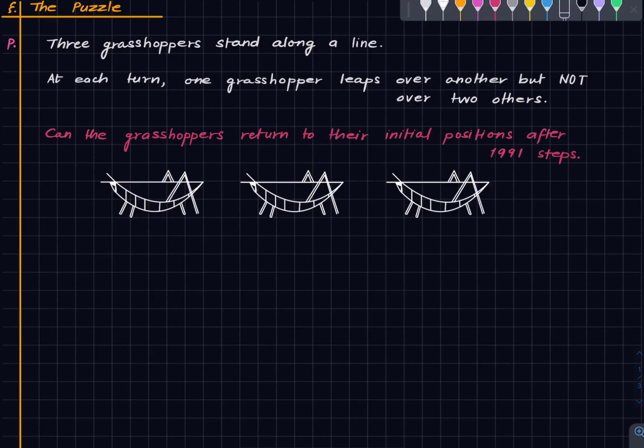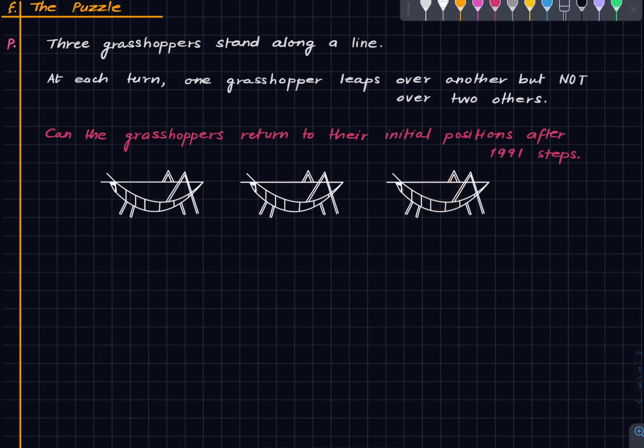Here is the problem. Three grasshoppers stand along a line, as shown. At each turn, one grasshopper leaps over another, but not over two others. Okay? So, for instance, suppose this grasshopper is going to do the leaping.